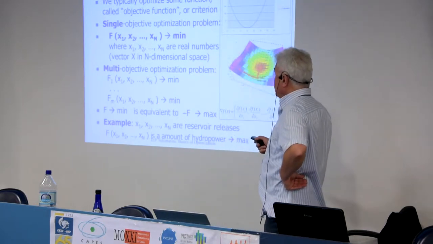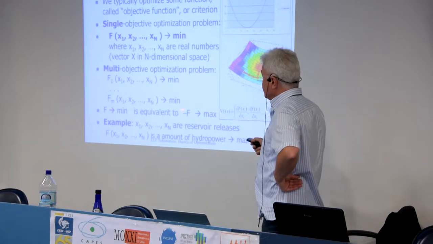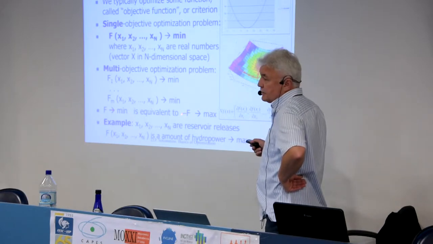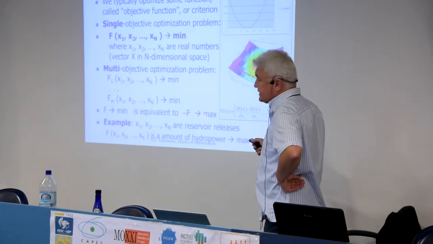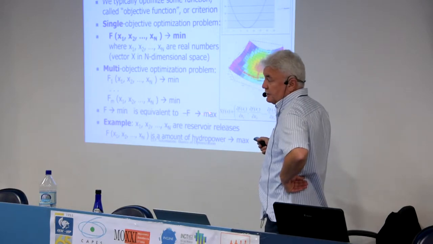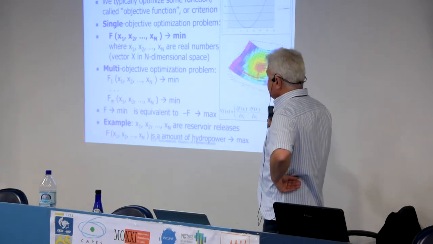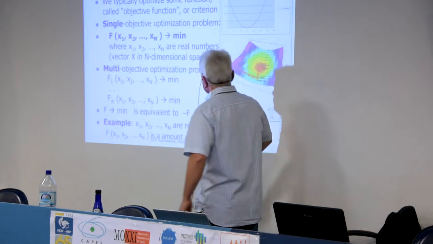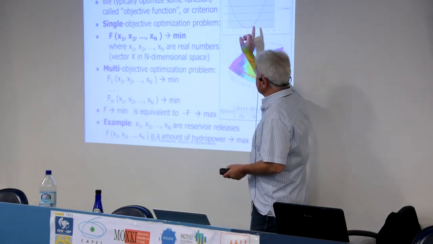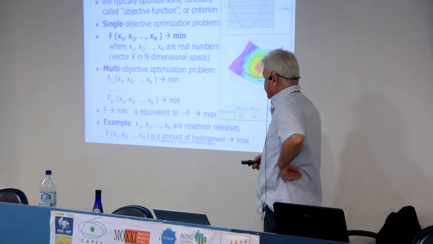If we want to pose a maximization problem, then we just put a minus sign in front of f, and we'll be maximizing minus f instead of minimizing f. So it's no problem to switch. For the time being, we'll be talking about minimization of the function.